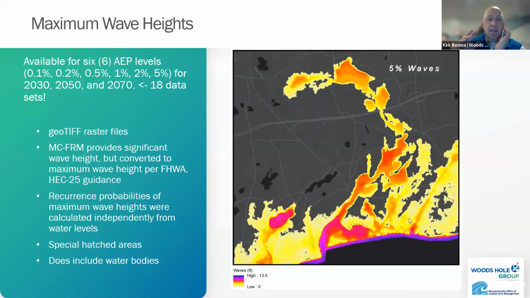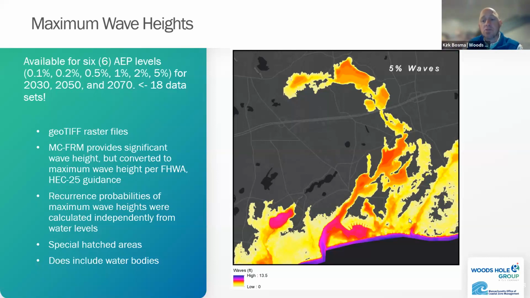Just to be clear, those are again at 6 AEP levels, again, another 18 data sets across the entire state at every region. We are using a maximum. What does that mean? The maximum wave height is the maximum wave that occurs basically one time during the passage of that storm or that AEP level. So it's a high value.